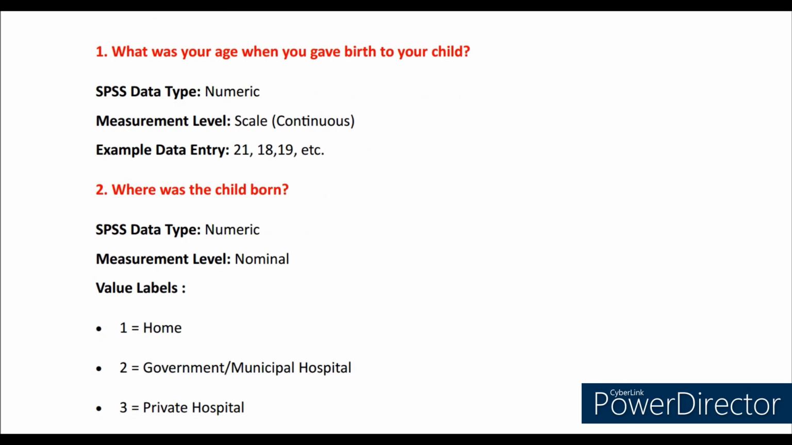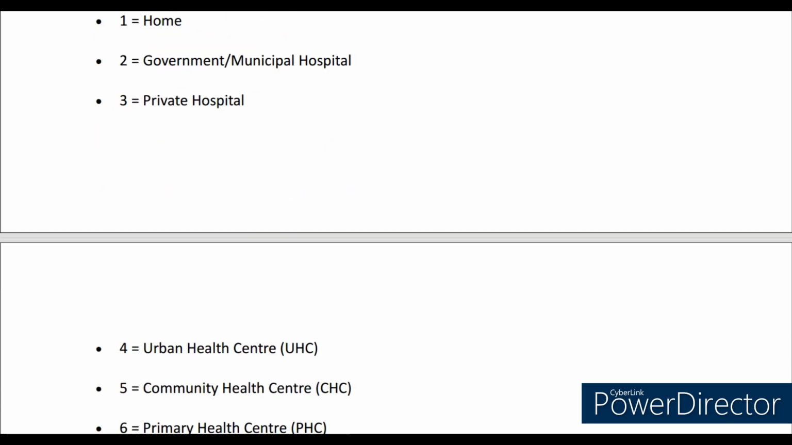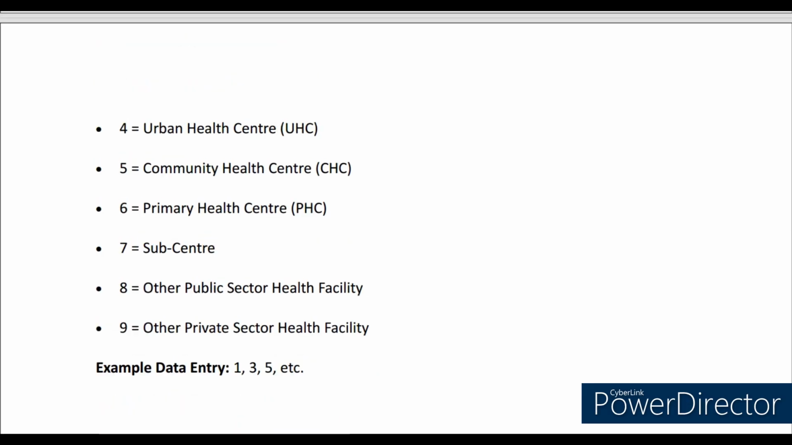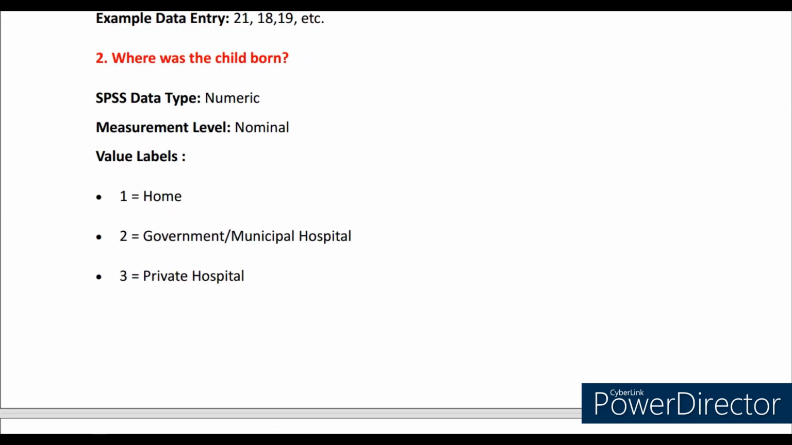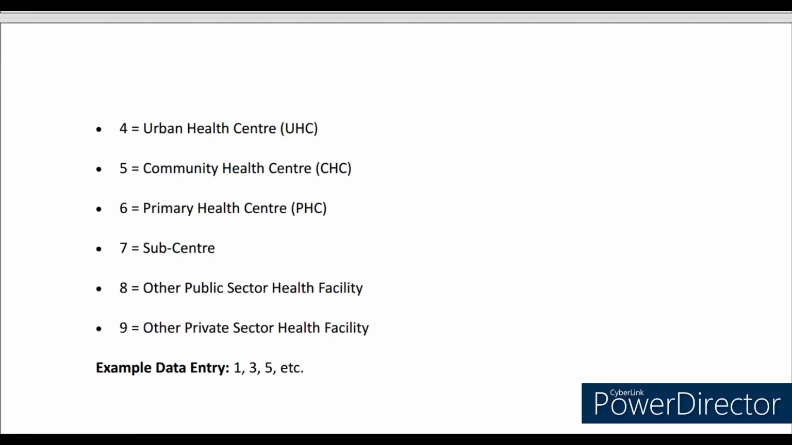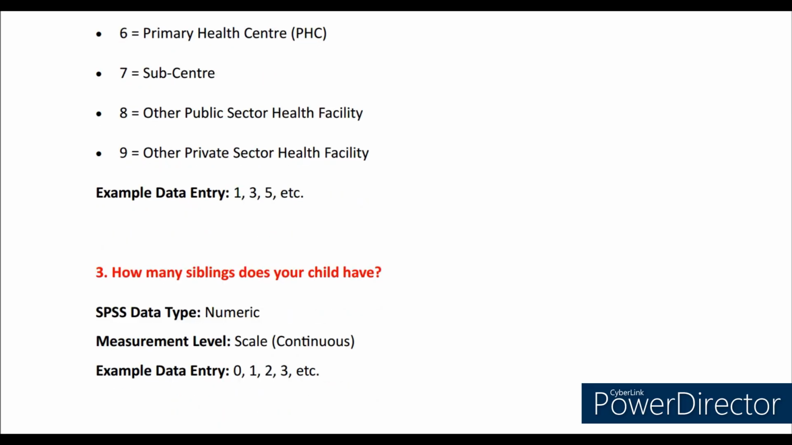Now coming to the second question, where was the child born? This is not an open-ended question, because they have given coding in the question itself. If the child was born at home, it is 1, and if the child was born at a subcenter, the code is 7. So the SPSS data type is numeric because the answers are stored in the form of numbers, and the measurement level is nominal because there is no order for this. So 1, 2, 3, 4 till 9, there is no specific order.